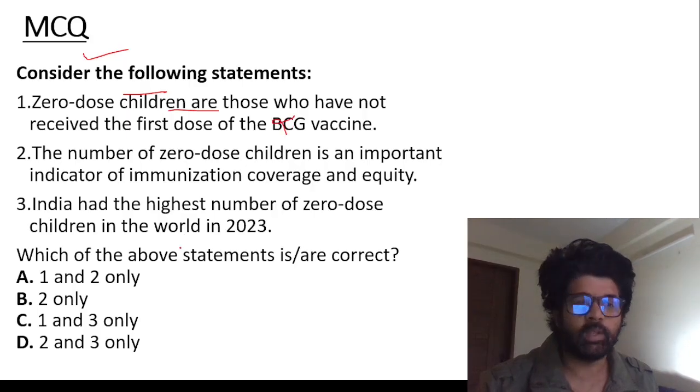Not BCG, DPT. So first is wrong. You eliminate first. You're left with B and C. India has highest. No, not highest. Second highest. Highest is Nigeria. So third is wrong. You're left with B only.